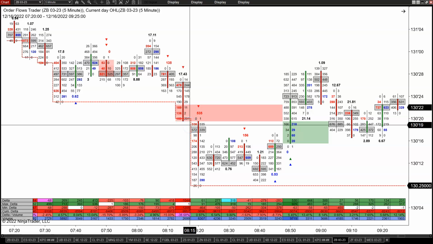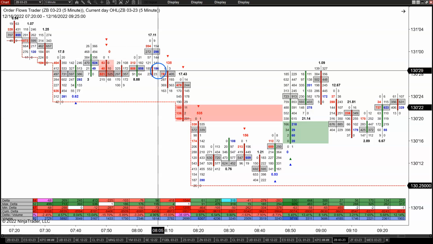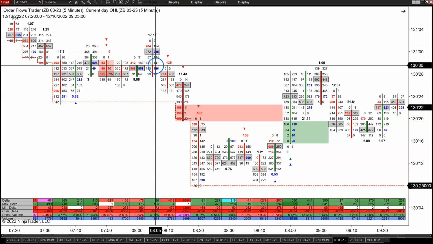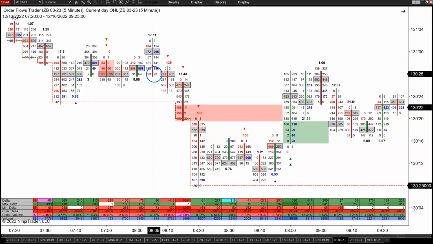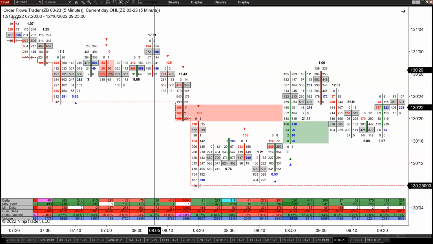I'll talk about stacked selling imbalances, but when you're seeing buying imbalances on red candles, candles that are closing lower than where those buying imbalances are, that's a sign of supply coming into the market. It's a sign of absorption. You have sellers that are absorbing the aggressive buying. And it's similar on the opposite side in terms of selling imbalances into green candles.